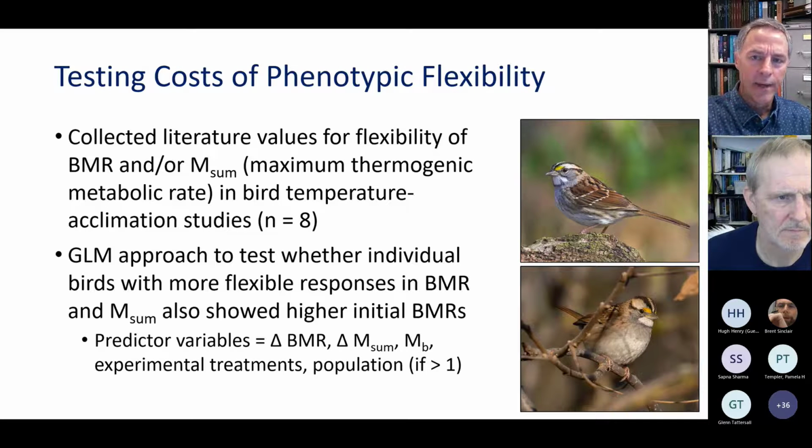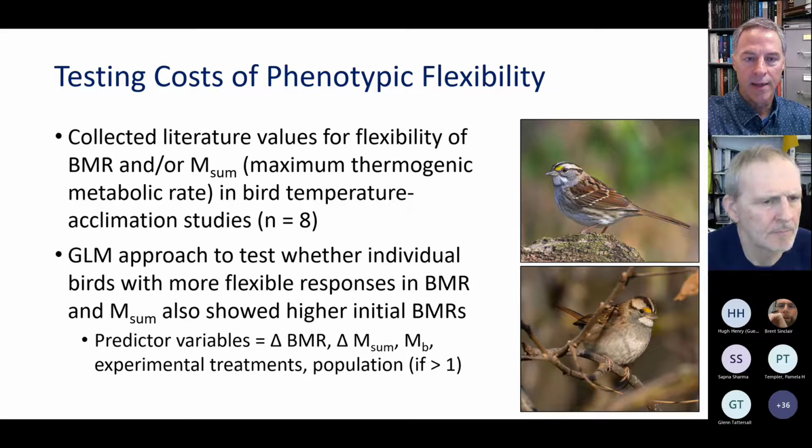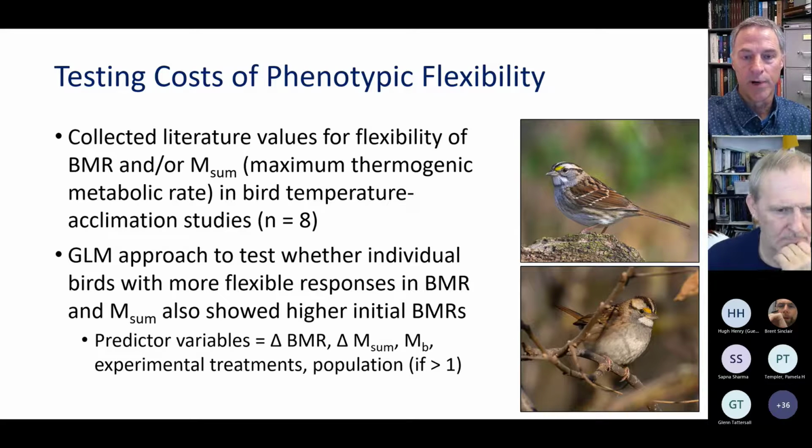So one way that we could potentially test this is to look at minimum maintenance metabolism, or basal metabolic rate. And so we did that. We collected literature values from a number of birds that had acclimation studies that looked at BMR or summit metabolism before and after acclimation. And then we used a GLM approach to test whether individual birds that had more flexible basal metabolic rate or summit metabolic rate also had high initial basal metabolic rates.